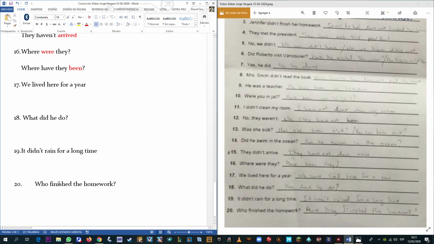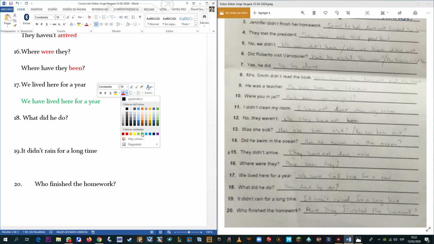The 17th is, we lived here for a year, and our student wrote the following: we have lived here for a year. That's correct. I hope by this point, you have understood everything. Lived here for a year. And this sentence is correct. We have lived here for a year.